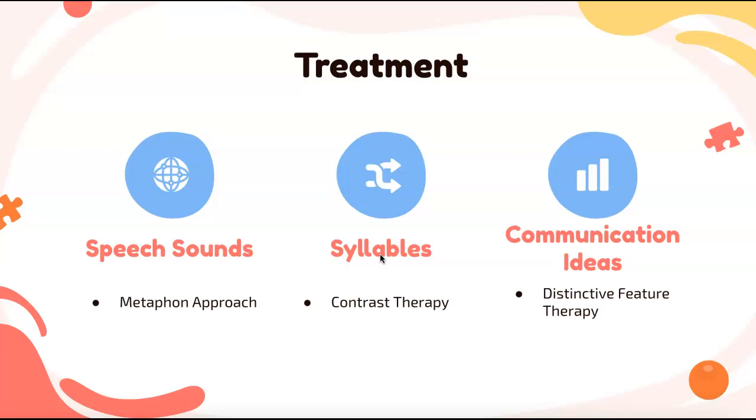And distinctive feature therapy is a treatment approach that ASHA suggests for those who have a phonological disorder. This therapy focuses on teaching the child to sound one particular phoneme and be able to apply it to different words and expand their knowledge.